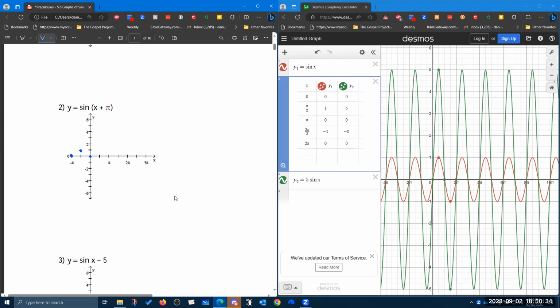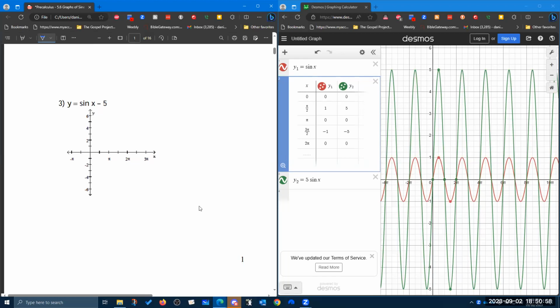Then we have a 0 at 0, 0. Then we have a minimum at pi over 2. And we just follow the same pattern like so. And our graph is going to be a wave that looks like that.